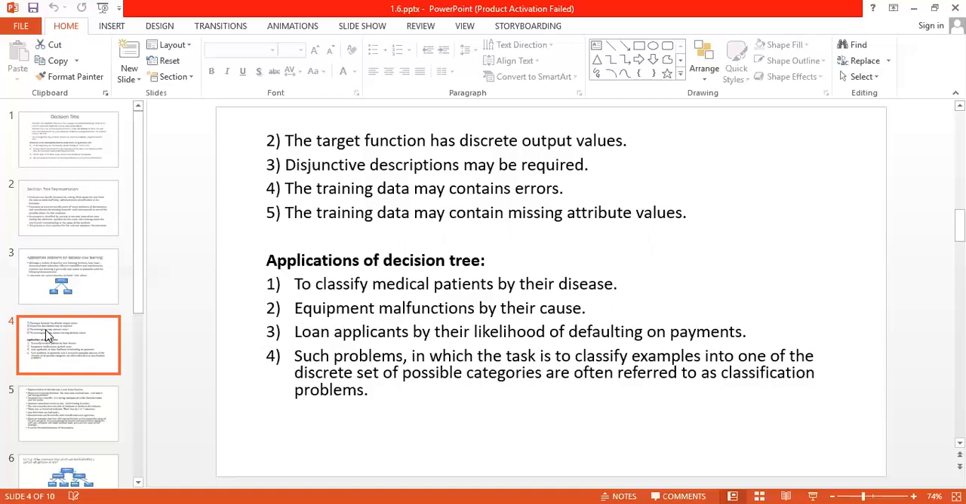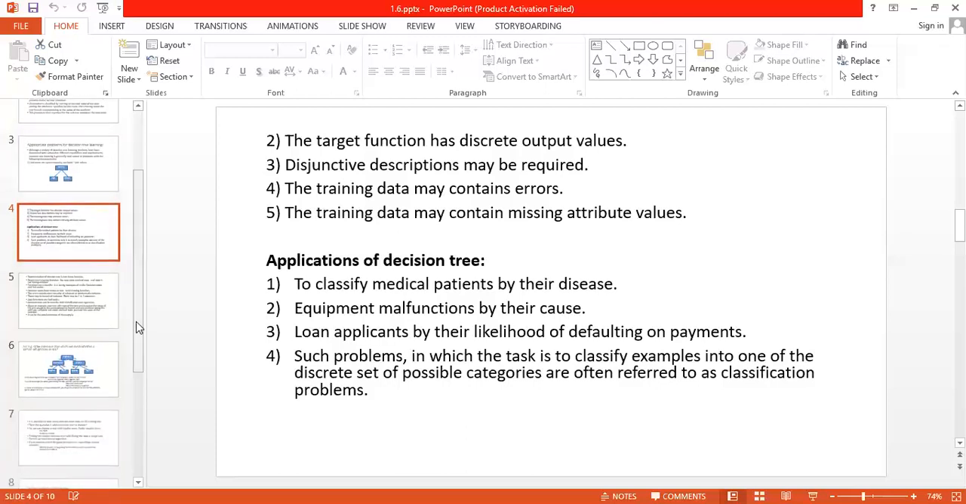And in decision tree, when you form a decision tree, you will see that after forming it, it is very easy to recognize the things. Such as equipment malfunctions, loan applications. So different types of applications are there for decision tree, but basically it is used in medical patients, where we have a number of possible constraints and symptoms, then we can easily recognize the things, or we can say we will get more accuracy from it.